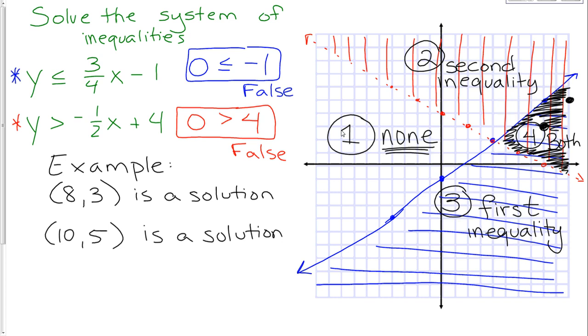So when you answer a question like this on a test or a quiz, you don't need to list possible solutions. You don't need to list any of the ordered pairs. All I'm looking for is that the correct section of the graph is shaded. So here I'm making sure that this fourth section over here is all shaded in because that represents the solution to both inequalities.